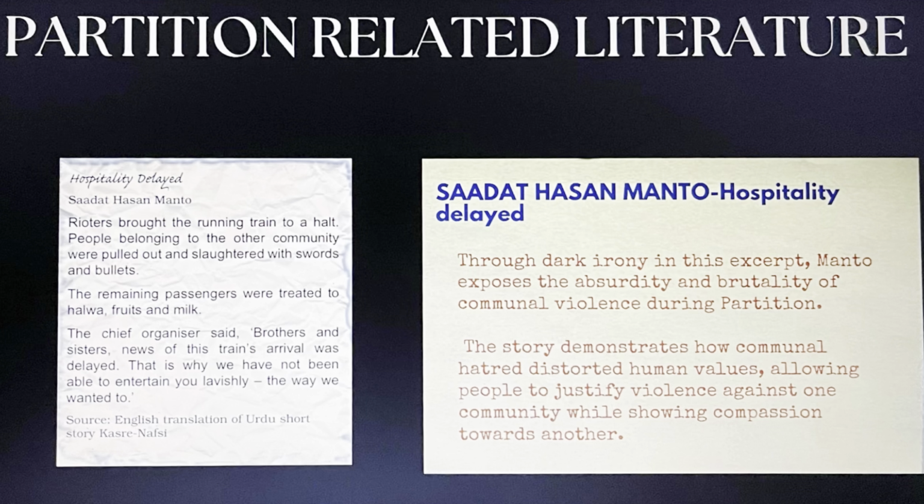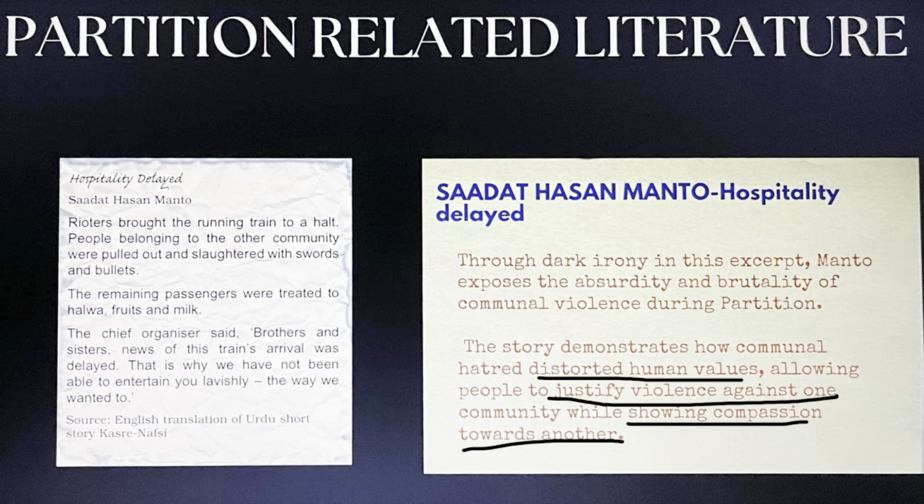In that excerpt, ironically, Saadat Hasan Manto is saying that the rioters, the people who were conducting the riots, brought a running train to a halt, meaning they stopped the train, and the people who belonged to the other community were killed. The remaining people who belonged to the same community as the rioters were treated with fruits and milk. So he is talking about the irony that it is very absurd, it is very brutal for people to treat other people who do not belong to the same religion as them this way.